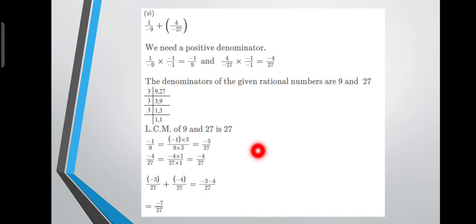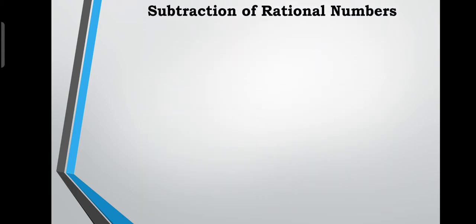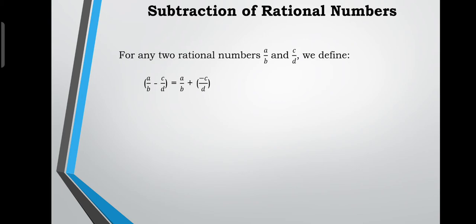Do you understand, children? I hope you understood the addition of rational numbers. Now let us move to the subtraction of rational numbers. How can we subtract? Subtraction is quite similar to addition. In addition we add the numbers, but in subtraction we subtract. The procedures and all are the same. Yes, let us see the procedure for subtraction.